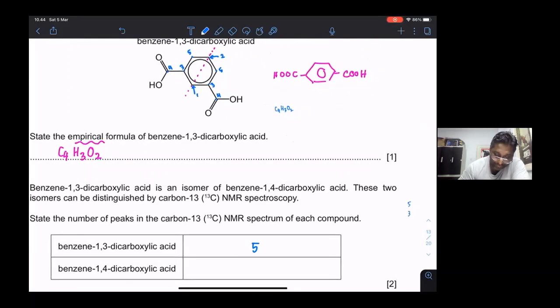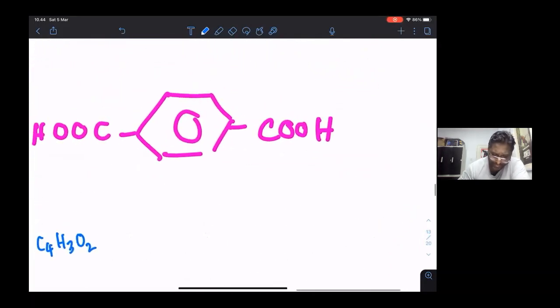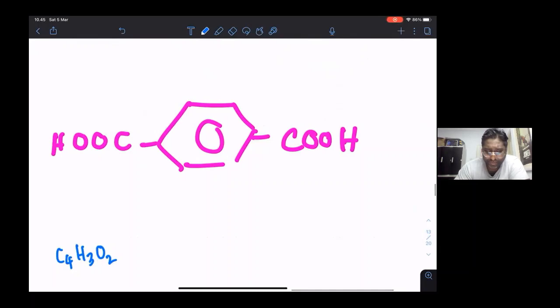How about 1,4? If you have something like this, you can draw a symmetrical line like this. This carbon and this carbon are the same, so 1. This carbon and this carbon are the same, so 2.